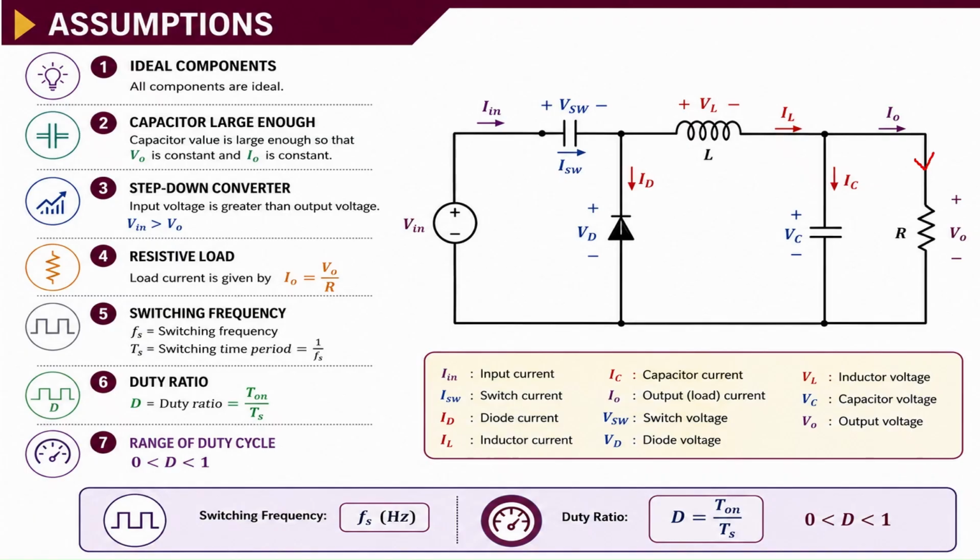Then switching frequency. If Fs indicates the switching frequency, Ts indicates the switching time period. So the reciprocal of your switching frequency will give you the time period, and the duty ratio is T on upon Ts, on time upon total time period, and the value will be between 0 and 1. So remember these notations: switching frequency Fs, and D is the duty ratio, T on upon Ts, which varies from 0 to 1.